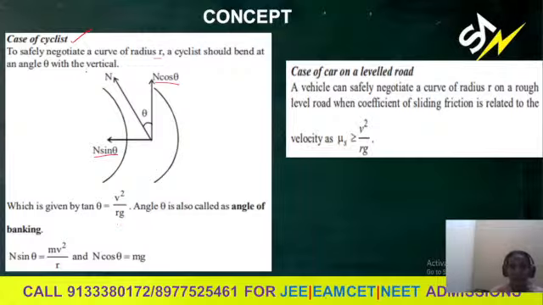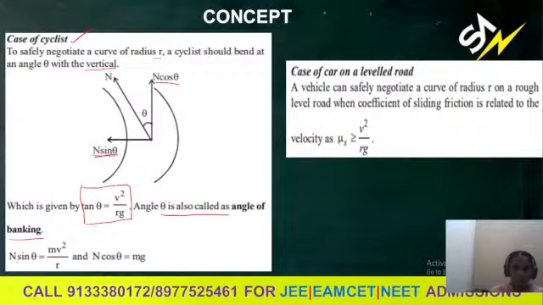Actually, it is making angle theta with the vertical while describing the horizontal circle. The cyclist is moving along the curve of radius r. Now n sin theta is acting towards the center of the circle. So to find that angle of banking, or angle made with the vertical, tan theta is equal to v square by Rg. Here theta is also called the angle of banking.